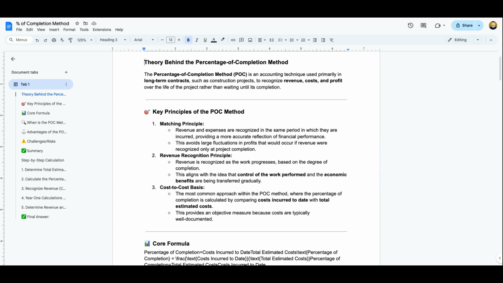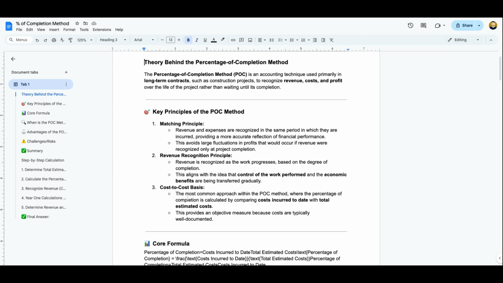Revenue recognition principle is recognized as the work progresses based on the degree of completion. This aligns with the idea that control of work performed and economic benefits are being transferred gradually. That's why the buyer has the right to walk away because he hasn't fully been transferred the liability. So the contract is still kind of open ended, right? So we need to understand that.